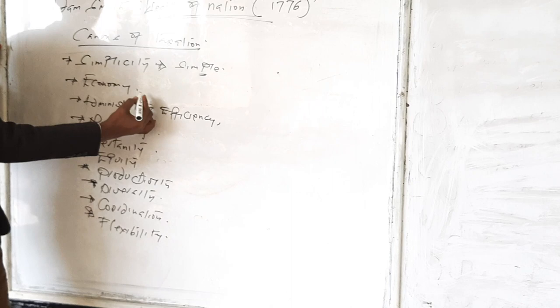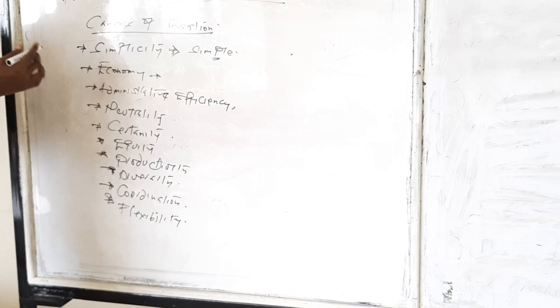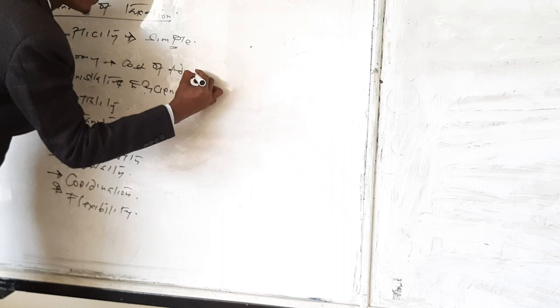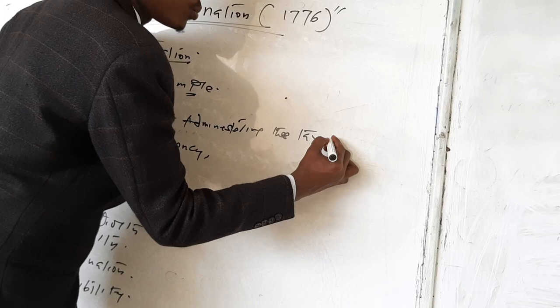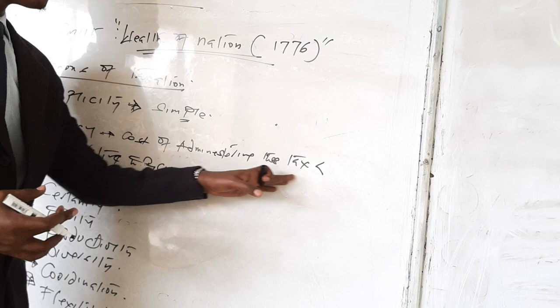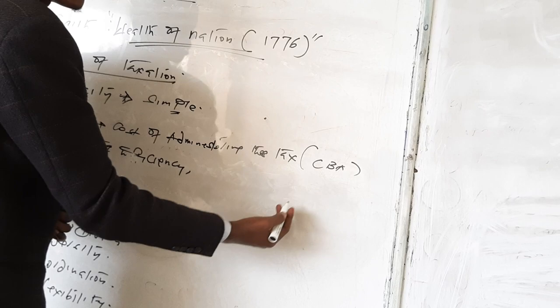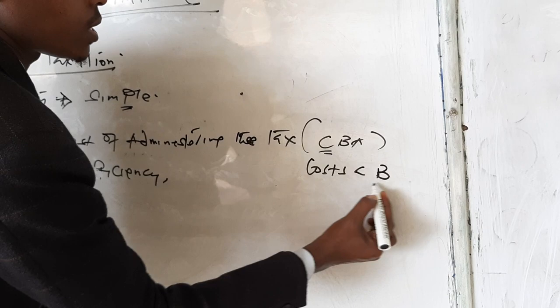The second canon here, the canon of economy, says that the cost of administering the tax should be lesser than the benefits being collected from the taxes. That is, in brief, like CBA, cost benefit analysis, where we want the costs to be lesser than the benefits. This is what this principle talks about.